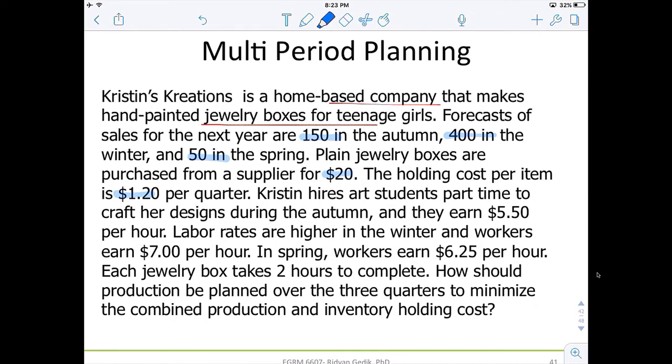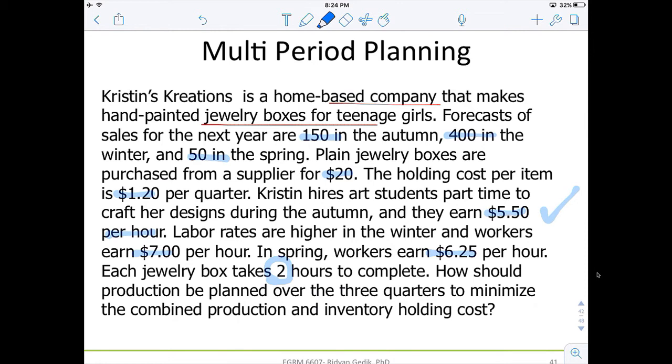Kristen hires art students part-time to craft her design during the autumn, and they earn $5.50 per hour. Labor rates are higher in the winter, and the workers earn $7 per hour. In spring, workers earn $6.25 per hour. Here is the quick fact: each jewelry box takes 2 hours to complete. So remember, these values are per hour.